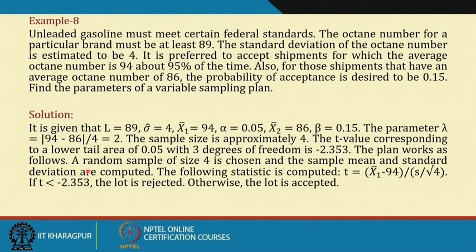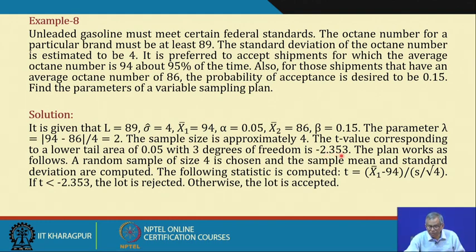So, what do you try to do? You form the t distribution, refer to that particular curve, and you will find that the sample size is approximately 4, and the t value corresponding to the lower tail area of 0.05 with 3 degrees of freedom is minus 2.353. You refer to the t distribution table.